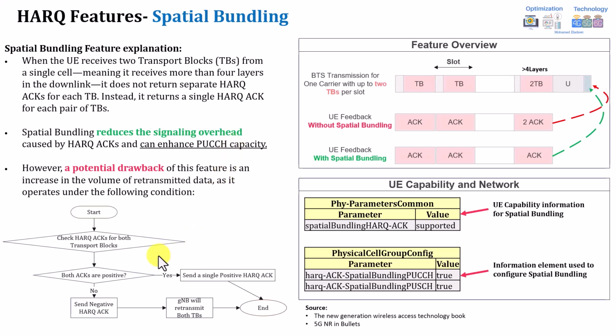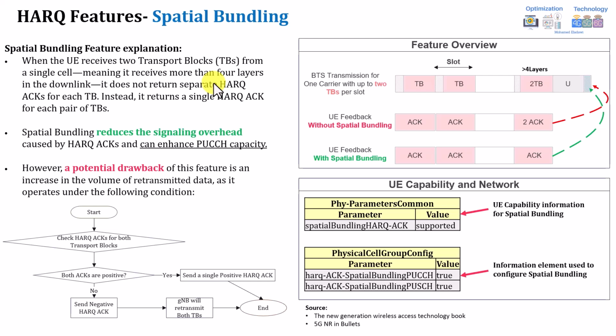But the potential drawback of that part is, in case only one of them failed and the other one was successful, since not both of them were acknowledged, we will send one negative feedback, telling them to please retransmit both of them. So this will increase the retransmission volume, because in case the transmitter only needed to retransmit one of them, it will be transmitting both, even if only one failed. And this is the potential drawback.